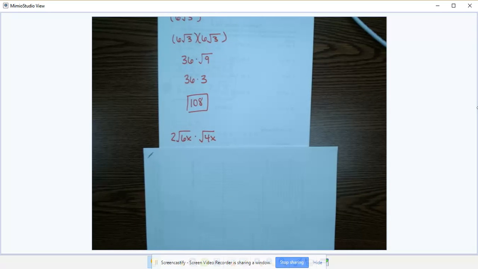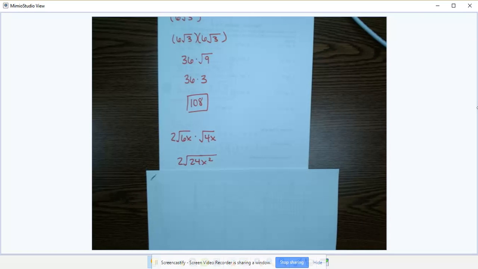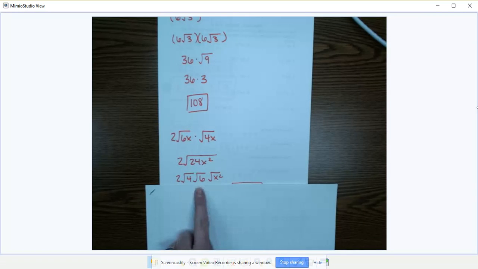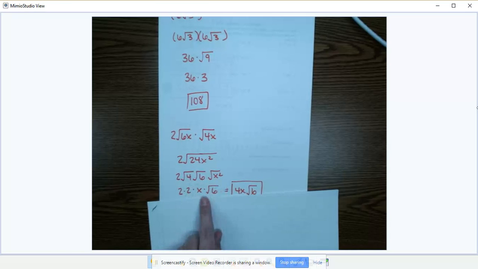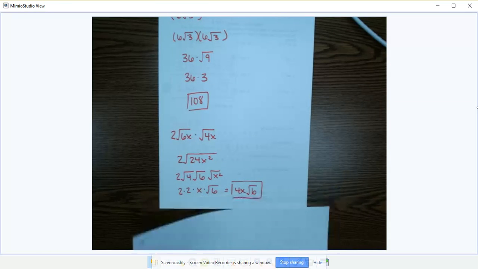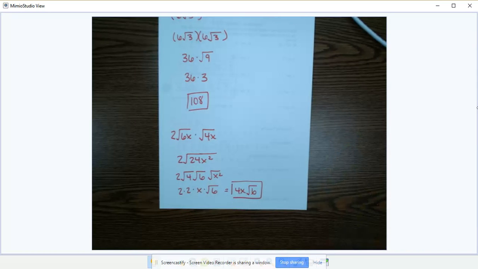Okay, here we throw some variables in there. So this will be 2 root 24x squared. Then we can split 24 into root 4 times root 6, and then obviously the square root of x squared. Square root of 4 is 2. Square root of x squared is x, so we have 4x root 6.